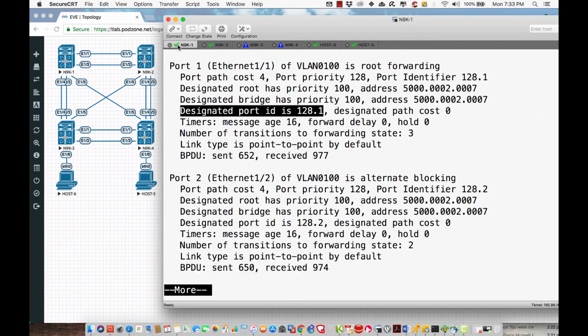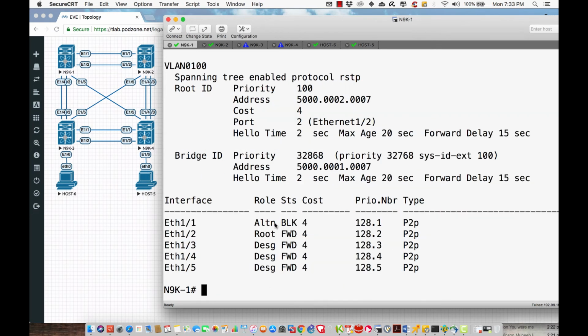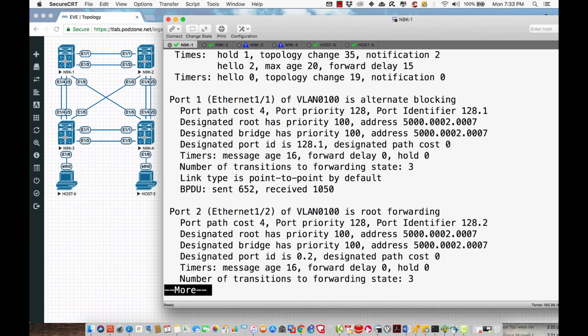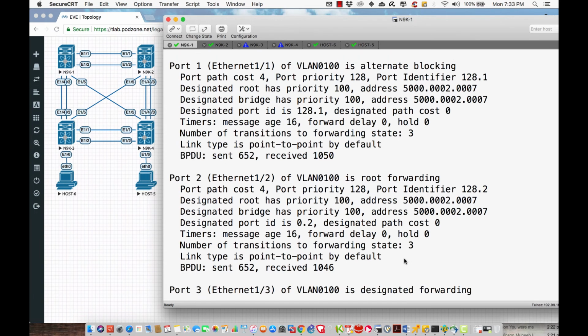Now, we're going to see some interesting things take place. First and foremost, I'm going to say show spanning tree, and what you're going to see here is Ethernet 1.2 is now the root port. Looking at this, I can't tell why that decision took place. But if I repeat the detailed command and look all the way down to the two interfaces I'm concerned with, and start looking at the designated port ID, notice the information being advertised from 9K2 to me via Ethernet 1.1 is 128.1.